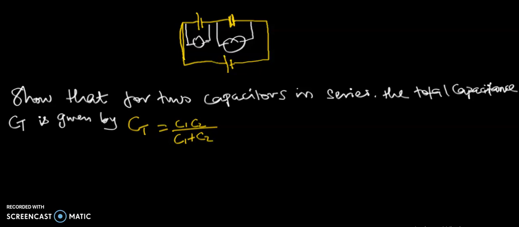We have to derive an expression for total capacitance in series and in parallel. But let's begin with a series circuit. The question says that we show that for two capacitors in series, the total capacitance CT is given by CT equals C1 times C2 divided by C1 plus C2.